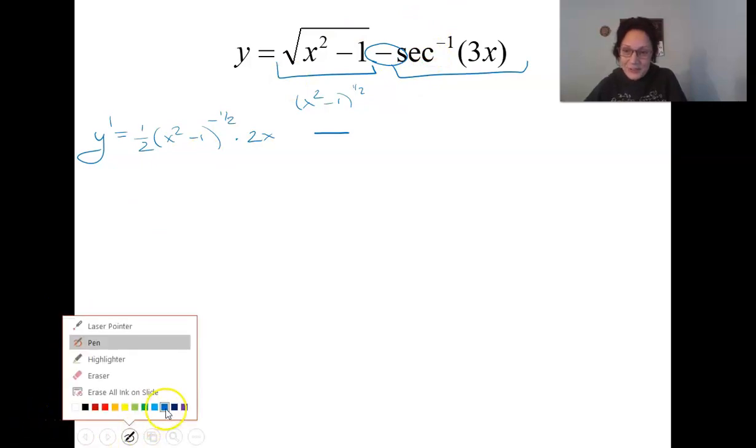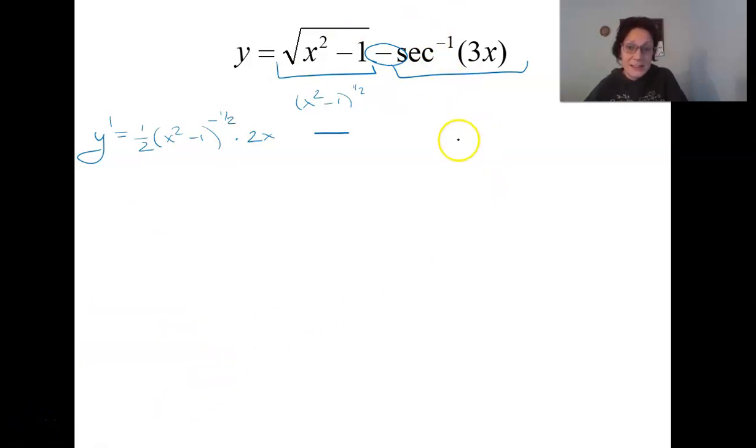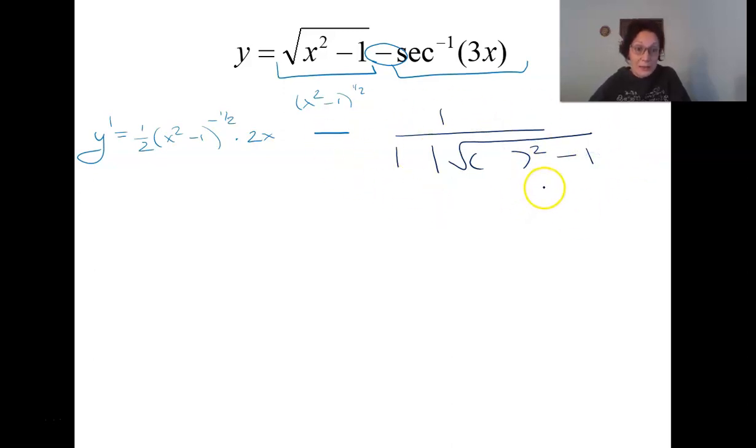Let's take care of our secant. Now, I have memorized my secant derivative to be 1 over the absolute value of my cloud, square root of my cloud squared minus 1. That's a formula I memorize. So all I have to do is go up here. I see inverse secant. Fine. Find your cloud, pop it in down here. This is going to be the absolute value of 3x, square root of 3x squared minus 1, and then chain rule the derivative of your cloud times 3, and that's it.